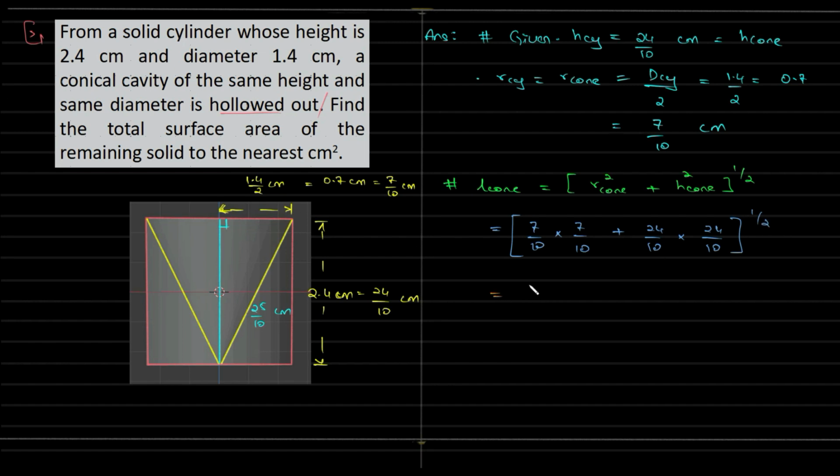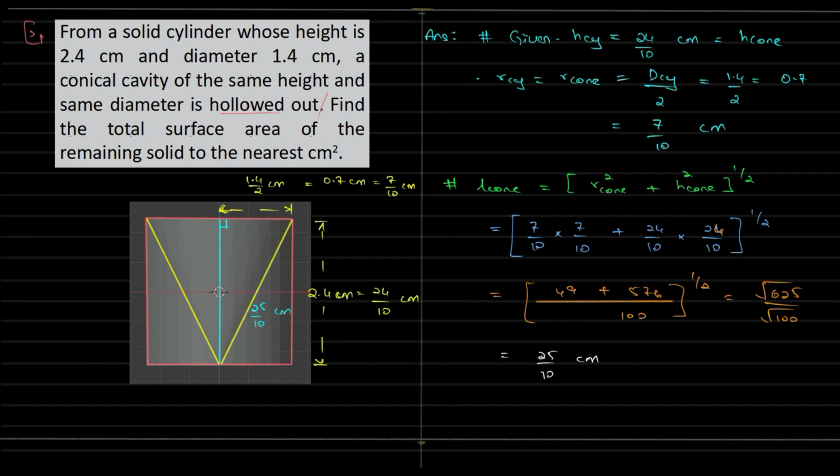So what is, again, there's a square root. I don't want to take common and confuse you guys. Besides, it's just 10 tens in the denominator, so I don't want to do that. Let me keep tens. That is 100. 100 is your LCM. So this is 49 plus 576, to the power of half. And this is square root of 625 by square root of 100. And so the final answer is what? Slant height is equal to 25 by 10 centimeter.